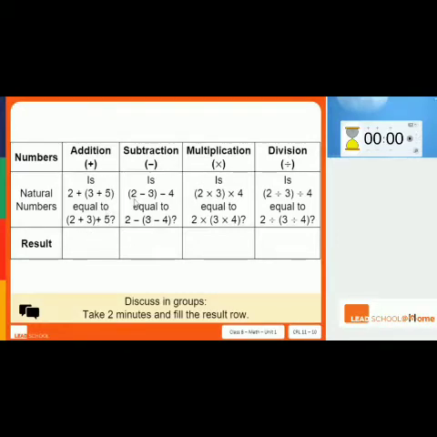Then for subtraction, we subtract 2 minus 3, we get negative 1, minus 4, we get negative 5. In the second part, we get 2 minus 3 minus 4, so we subtract 3 minus 4 first, which is negative 1, and then 2 minus negative 1 is 2 plus 1, which means 3. So the answer is not same, minus 5 and 3, which are not equal. In this way, we will find the answer for multiplication and division also and see if the result is same.